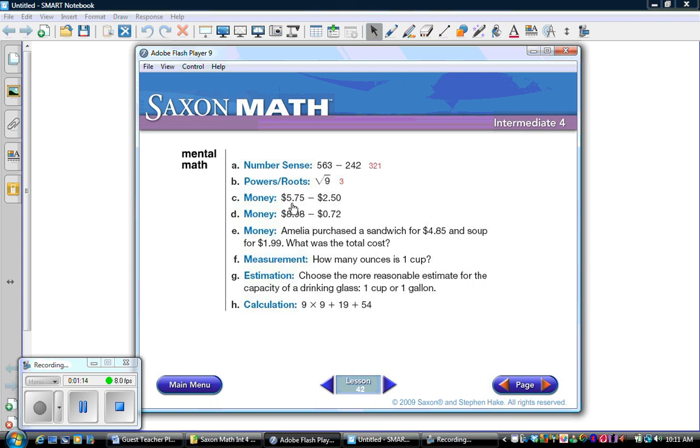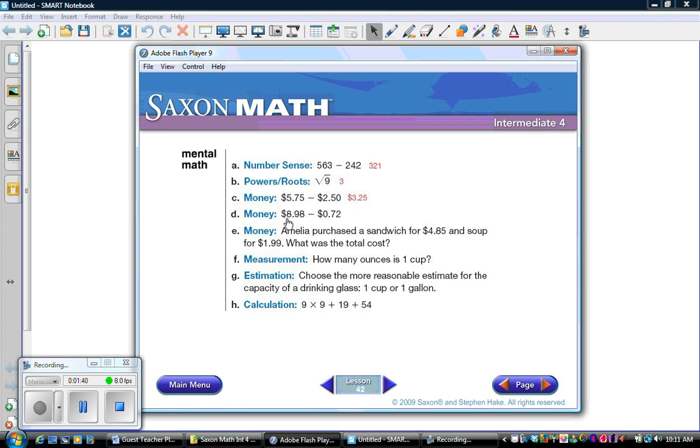Okay, $5.75 minus $2.50. When I look at this problem, I see there's no borrowing, so it's going to be easy to do mentally, and we can start with the dollars. $5 minus $2 is $3, right? And let's go ahead and look at 75 cents minus 50 cents. What would you have left? So altogether, you would have $3.25 left.